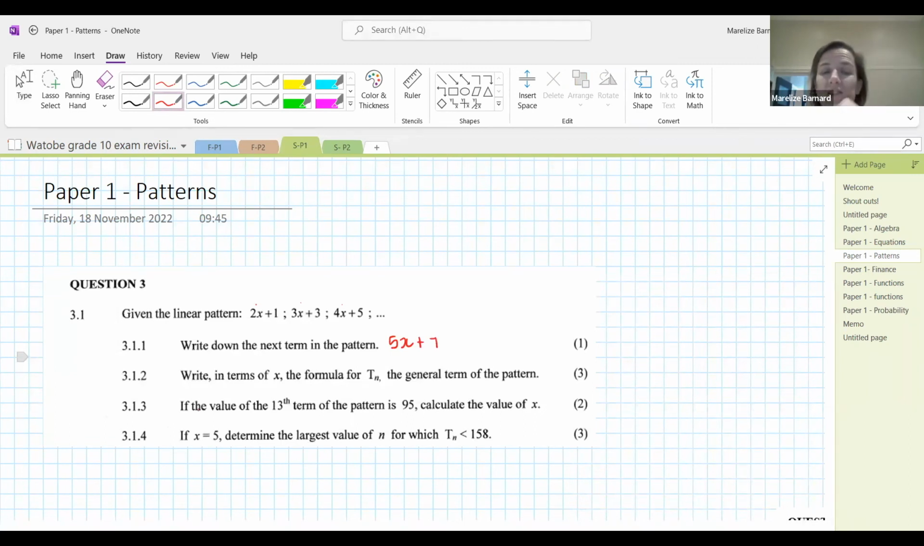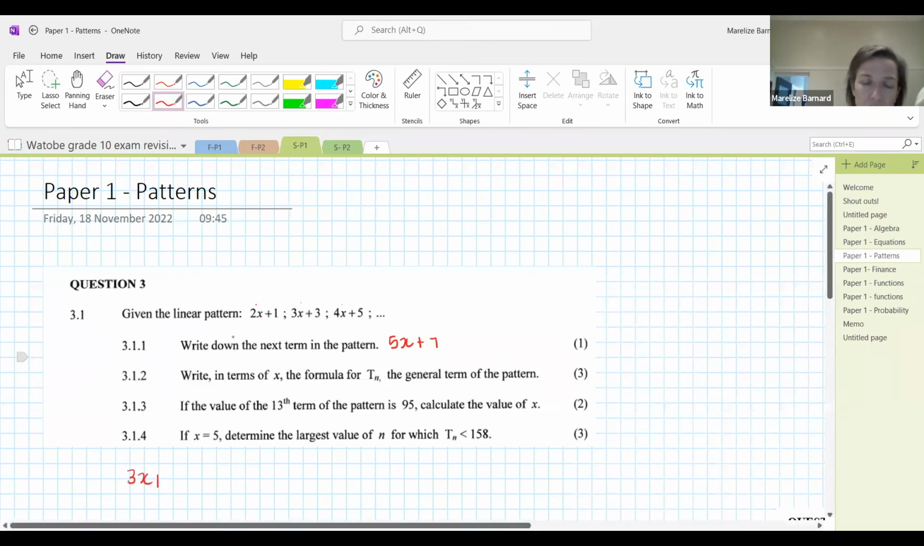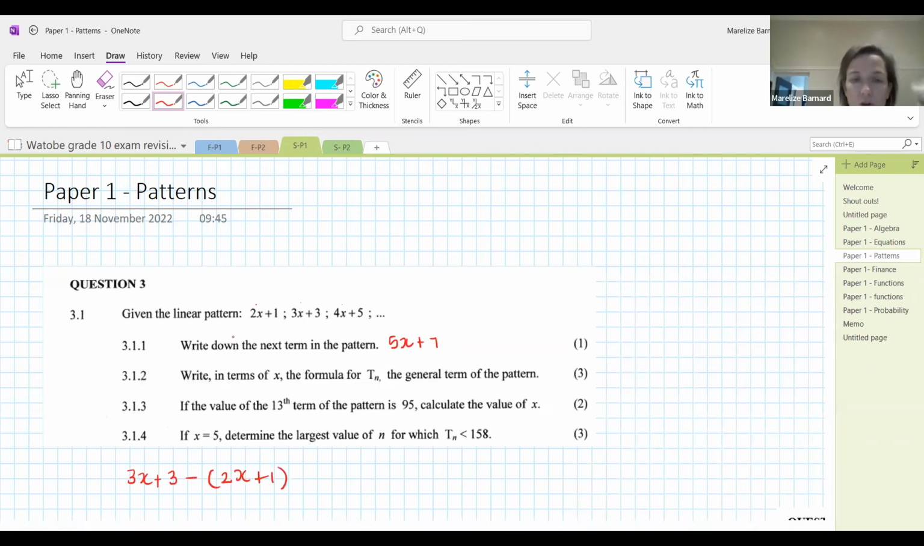Okay, now, write in terms of x, the formula for Tn, the general term of the pattern. Let's see if someone can come up with that one. In terms of x, my clue is going to be first work out what the difference is, the constant difference, by going 3x plus 3 minus the first term, 2x plus 1, or you can go t3 minus t2 as well. You should get the same thing.